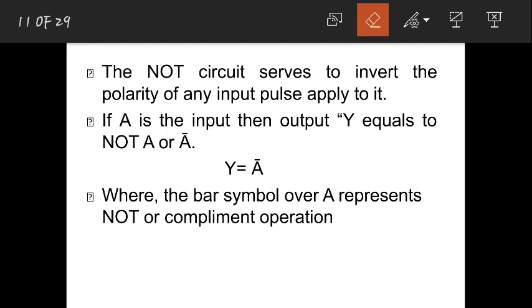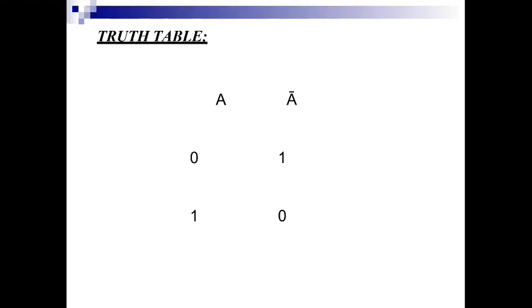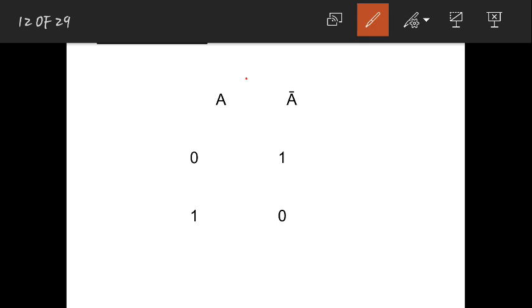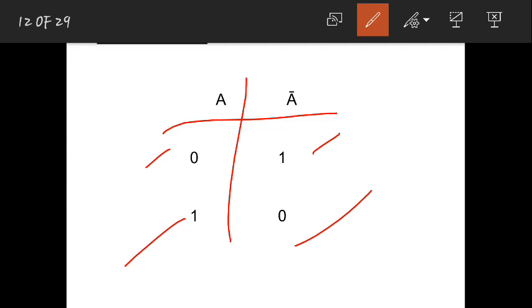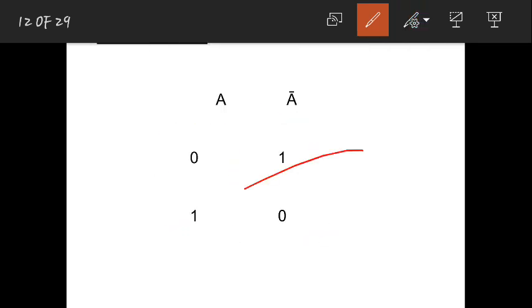Where the bar symbol over A represents the NOT or complement operation. This is the truth table for the NOT operation. As I said, when you give 0, the output will be equal to 1. When you give 1, the output will be equal to 0. So, you can easily write the definition: the NOT gate is whatever input you give, the complement of the input you get as an output. Is that fine?